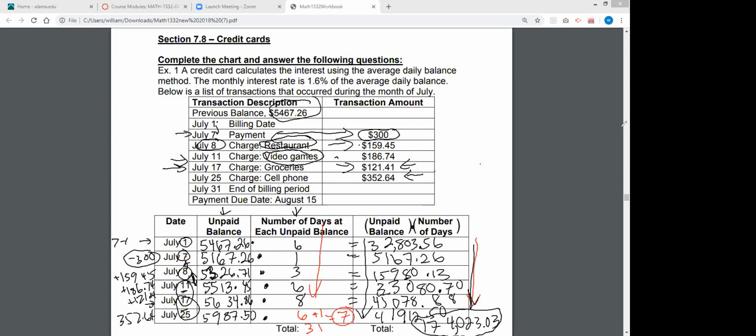I ended up with, yeah, that's what I ended up with. Okay, good.